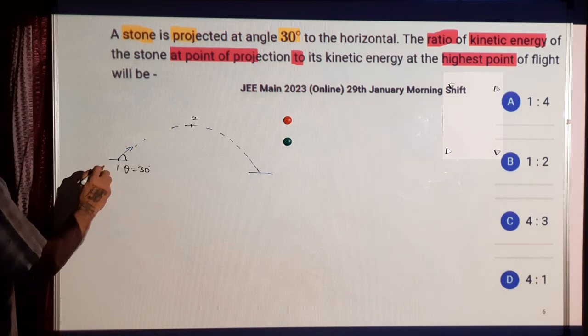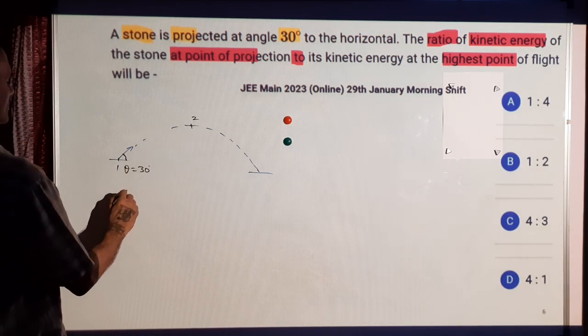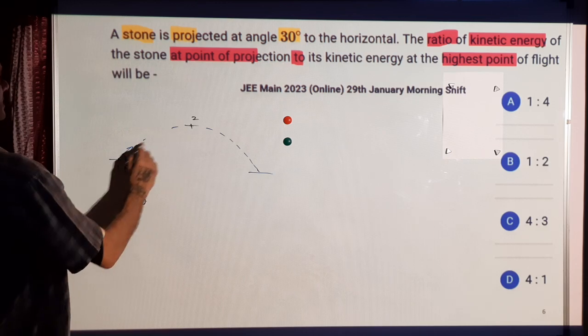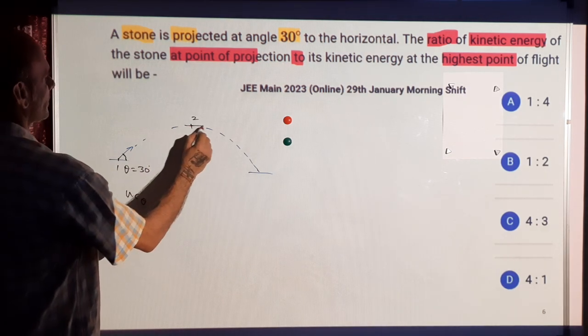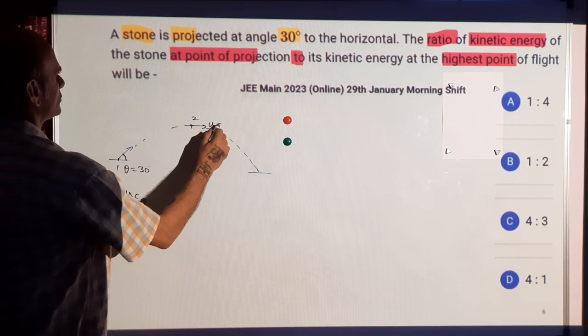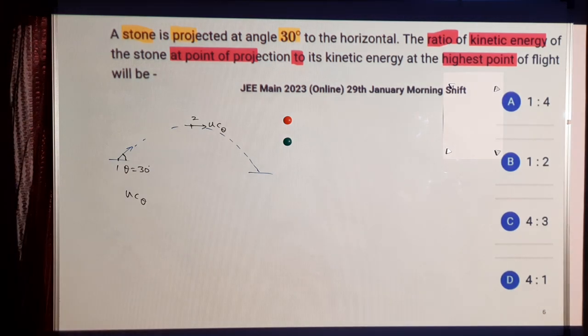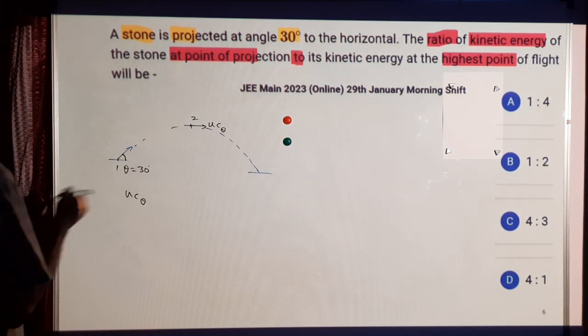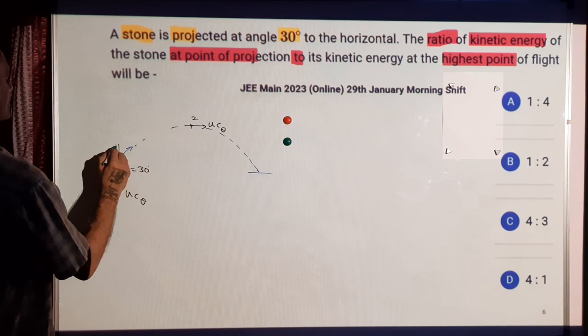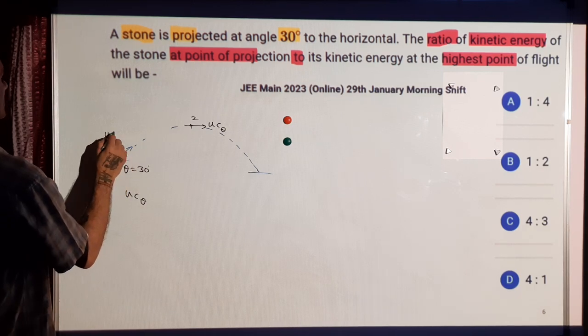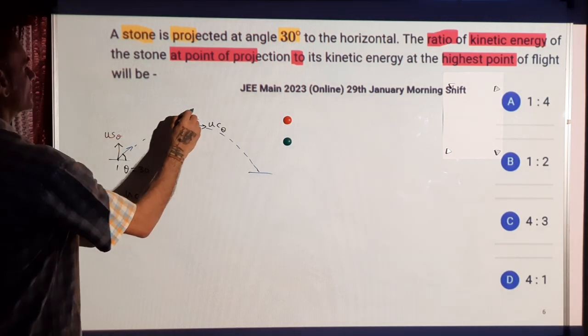So the horizontal component of velocity, u cos theta, is the same throughout. So even at this point, the horizontal component will be the same, u cos theta. But the vertical component of velocity, which is u sin theta at the projection point, will become 0 here.